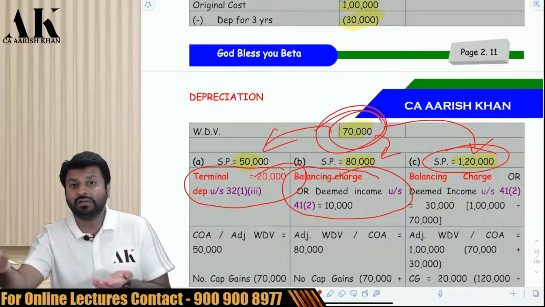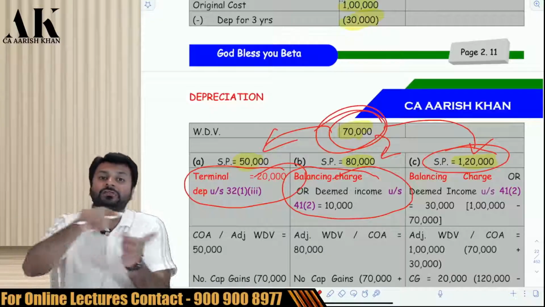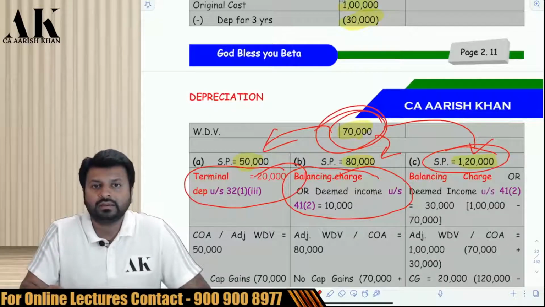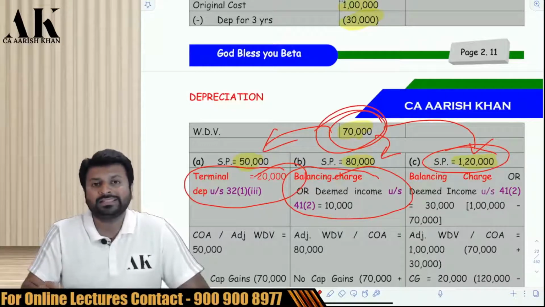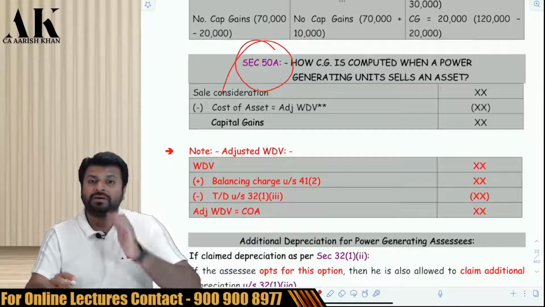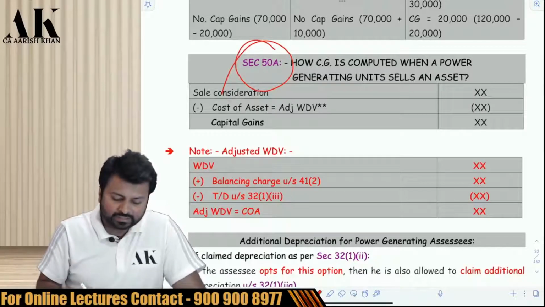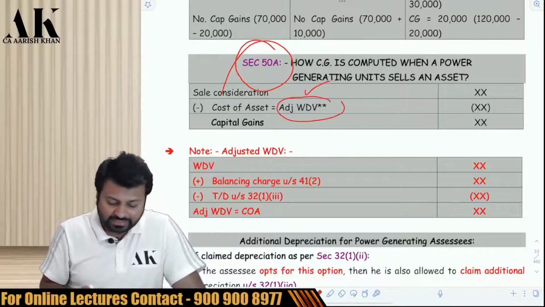If you sell for more than WDV, then balancing charge. And if you sell for more than cost, then balancing charge will be there, as well as capital gains. Now, how to compute capital gains in this case? For that, the government has given a special treatment, a special calculation. In case of a power generating assessee, if they sell their assets, how to compute capital gains? Now see, sale consideration is very simple. Here the government has redefined the cost of acquisition.